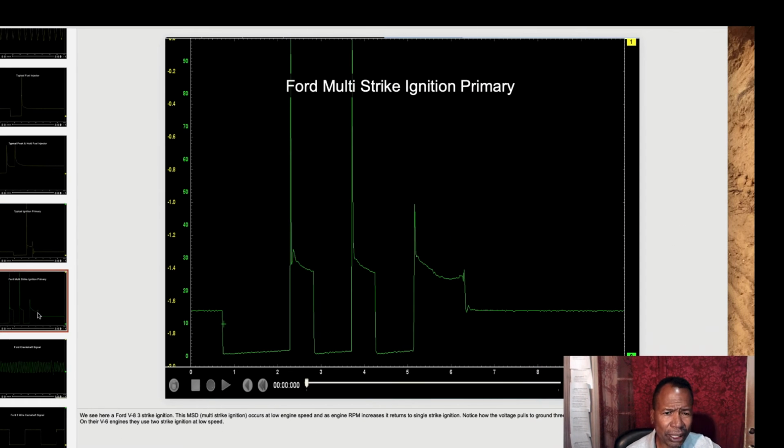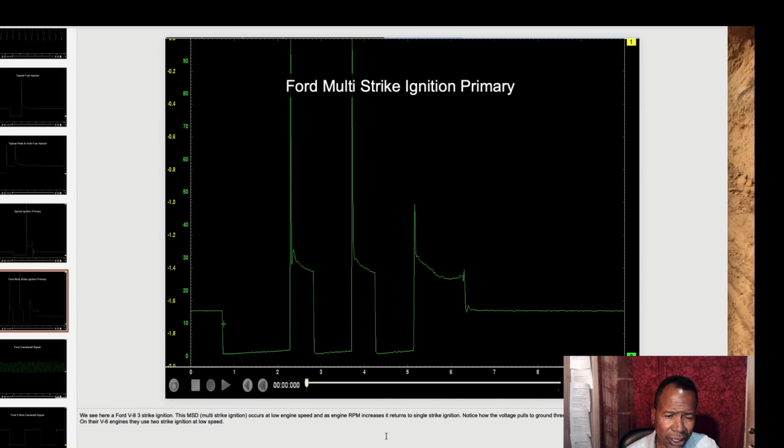And the next one is a multistrike Ford. This is earlier Fords. You can see here in green, system voltage again. Here's 10 volts, about 14 volts here, and we pull at the ground. But you can see in this case, it's been striked or pulled at the ground 3 times. 1, 2, 3.